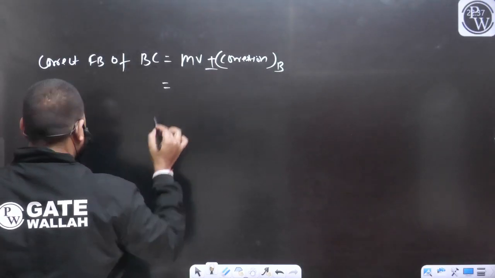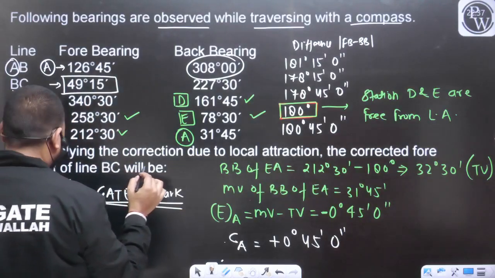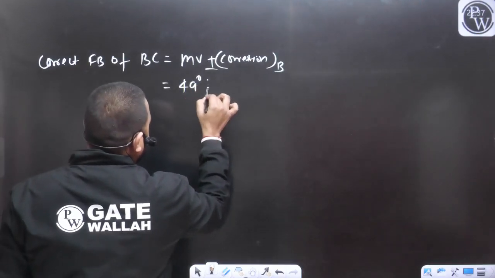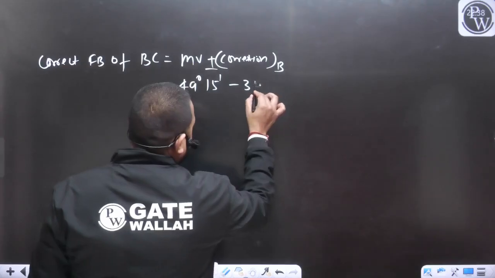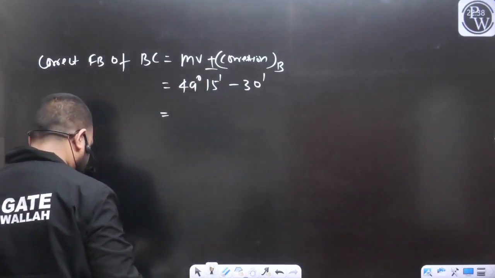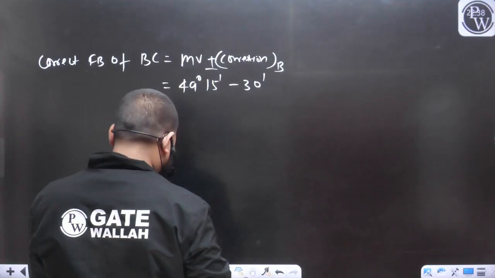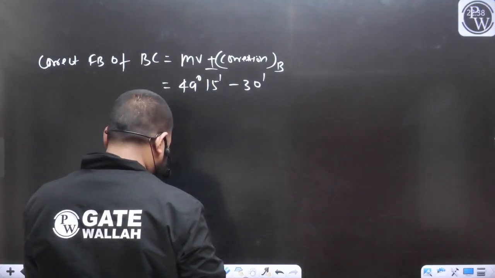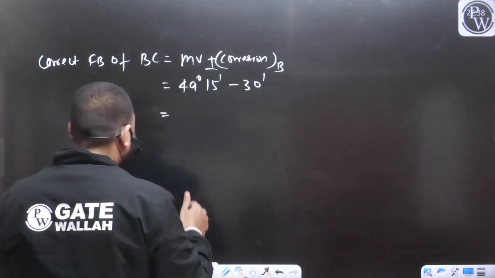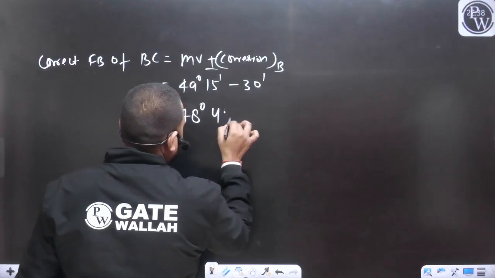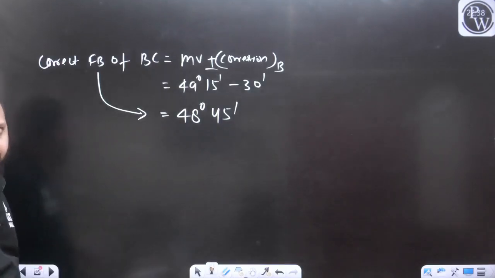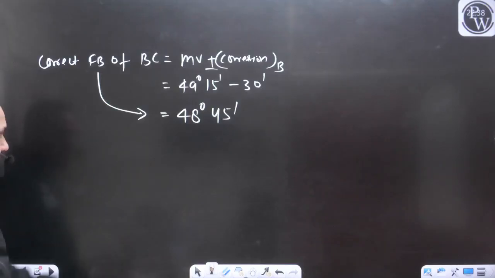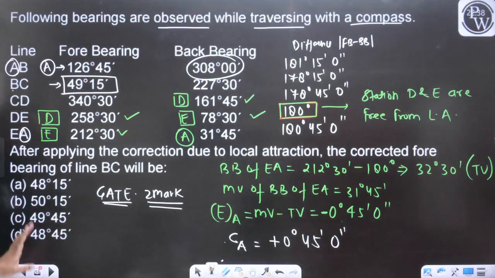Plus minus कर देंगे तो measured value is 49 degree 15 minute, and correction at B was minus 30 minute. What will this value come? So 49 degree 15 minute minus 0 degree 30 minute is going to be 48 degree 45 minute. This is going to be the correct forebearing of the line BC that they have asked, 48 degree 45 minute.